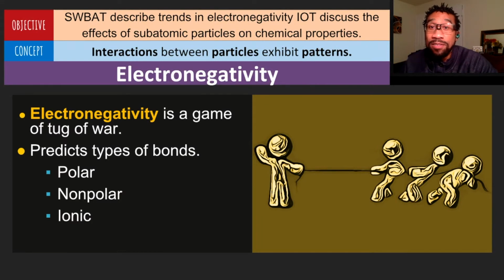So electronegativity, in a sense, is basically a tug of war game, all right? And based on how hard these atoms are pulling electrons, like people pull on this rope in tug of war, it predicts the type of compound or type of bond that is between elements. And those three types are typically referred to as polar, nonpolar, and ionic. And of course, that will be its own separate lesson.